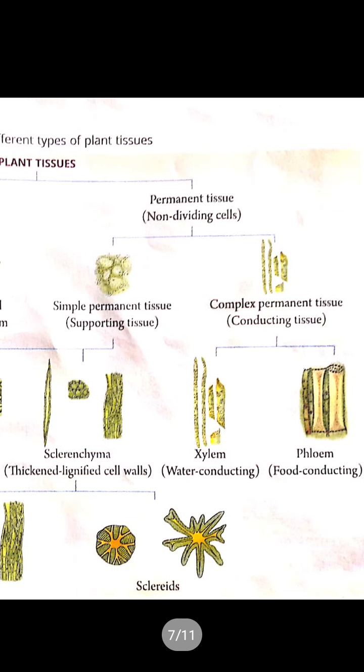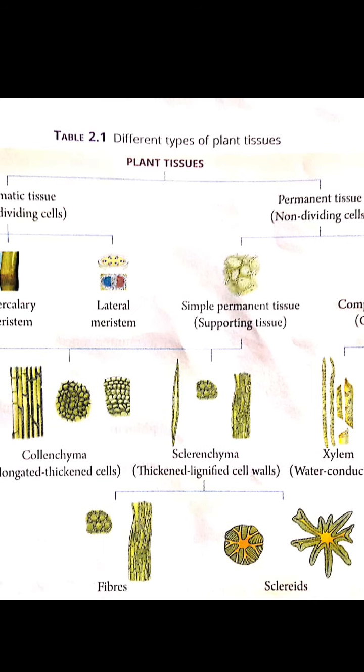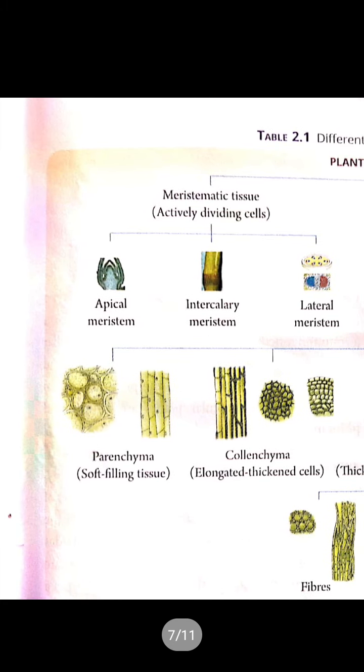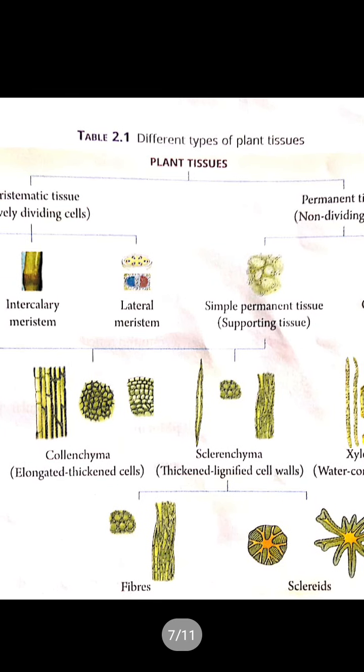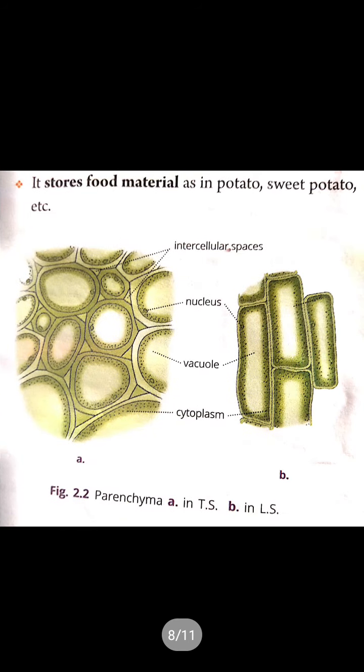Now we come to the permanent tissue, which again has two types, simple permanent tissue and complex permanent tissue. We are in the simple permanent tissue and supporting tissue. After completing this, we will come to the complex permanent tissue or conducting tissue. So, let us take one by one. Simple permanent tissue is of three types: parenchyma, collenchyma and sclerenchyma. Okay, so let us take parenchyma.